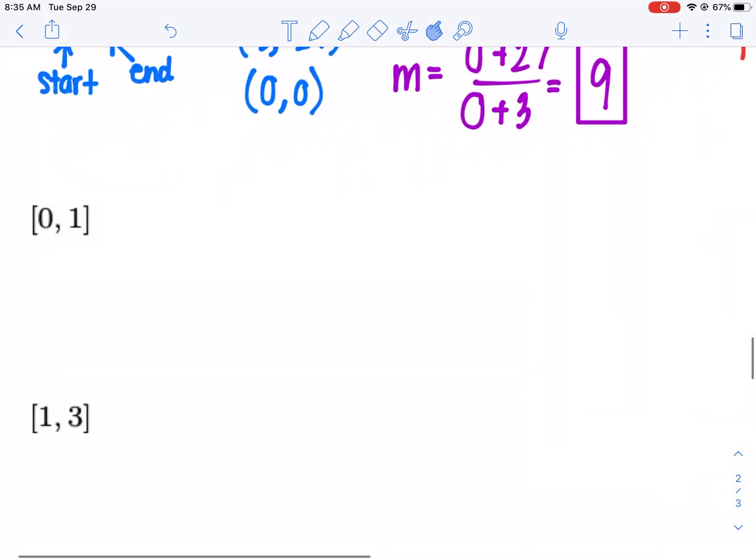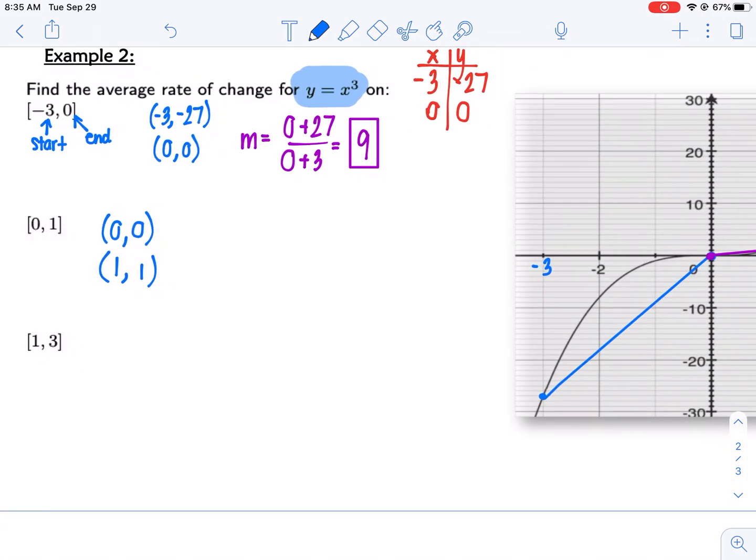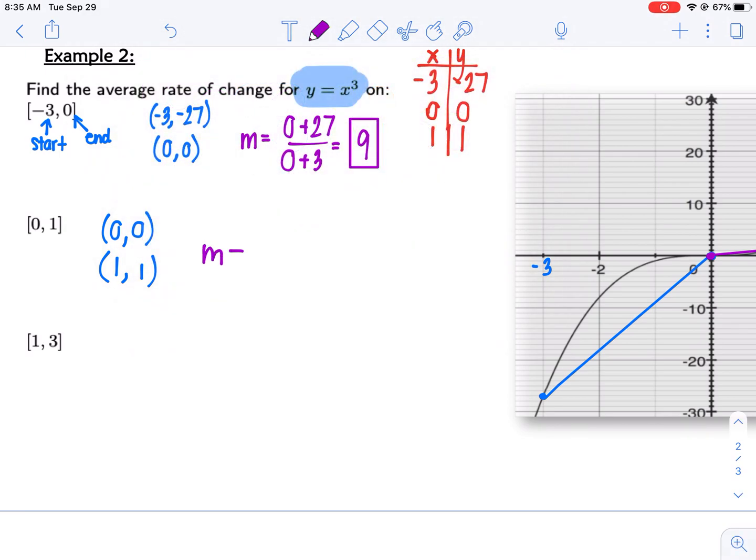So my point started at 0, 0, and I went to the point 1, 1. If I wasn't sure if that line was 1, I go to my XY table. If I plug in 1, 1 cubed is also 1. Let's find our slope. 1 minus 0 over 1 minus 0 equals 1. That would be my slope from 0 to 1.